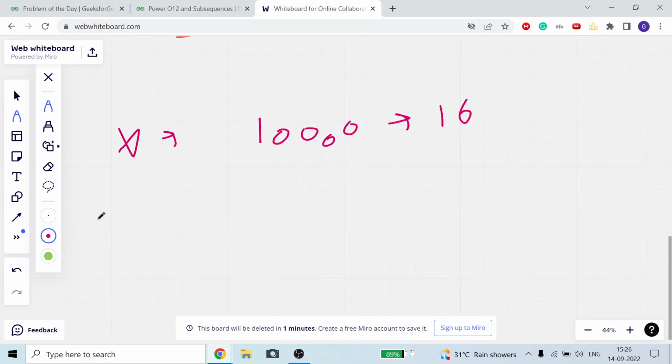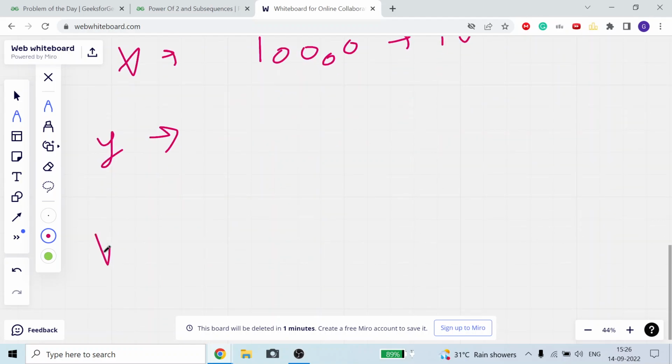Now I want to check whether there is any number y which I can multiply with x, and it will give me a power of 2. For a power of 2, what I want now is x into y, which will give me a number that is a power of 2. A power of 2 means it has only a single bit set, and all other bits are 0. Okay, only a single bit set.